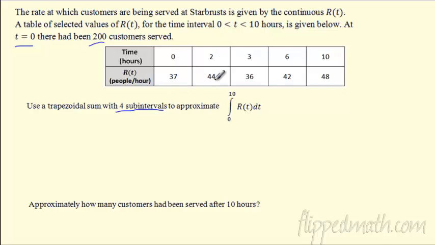At the second hour, I do 44 people per hour. So I'm showing how many people per hour. So this is a rate. So what I'm going to do is find the area under the curve here, or integrate the rate of people per hour. Kind of interesting here. So let's do it.